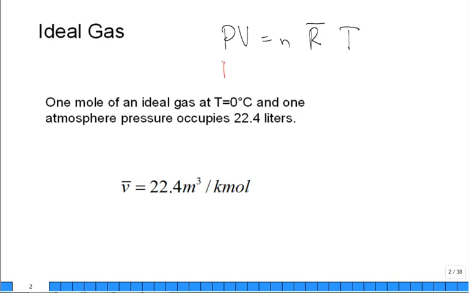What exactly is P? Absolute pressure. What is V? Volume. What is N? Number of, we're going to talk about kilomoles because we're using the MKS, not the CGS for the SI. Very rarely will I use pound mole, but a pound mole is something different than a kilomole. R-bar, universal gas constant, 8.314 kilojoules per kilomole Kelvin.